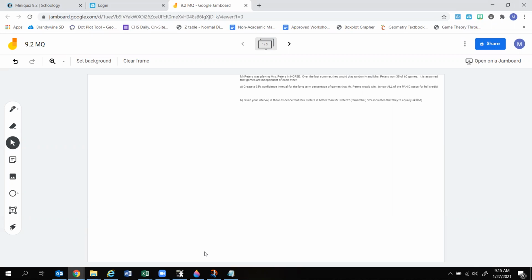Mr. Peters was playing Mrs. Peters in HORSE. Over the last summer, they would play randomly, and Mrs. Peters won 35 out of 60 games. It is assumed that the games being played are independent of each other. Create a 95% confidence interval for the long-term percentage of games that Mr. Peters would win. Show all the PANIC steps for full credit.